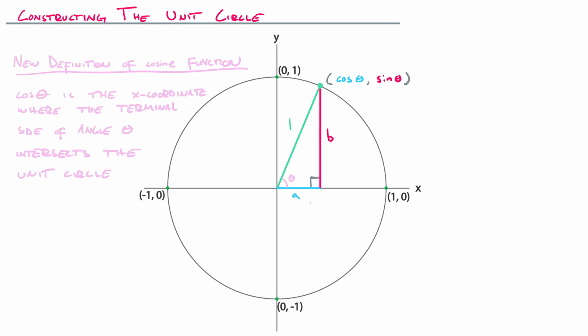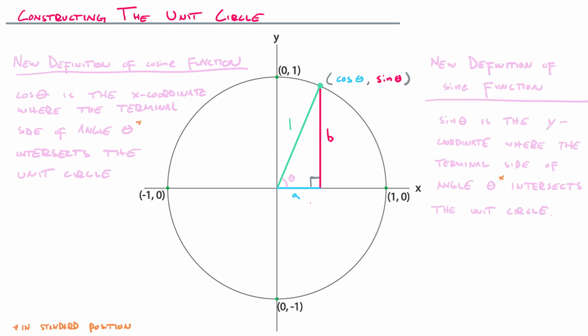So the new definition for cosine is that it is the x coordinate where the terminal side of angle theta intersects the unit circle. And the new definition for sine of theta is the y coordinate where the terminal side of angle theta intersects the unit circle. And of course, we're talking about angles that are in standard position here because we're on the xy plane.